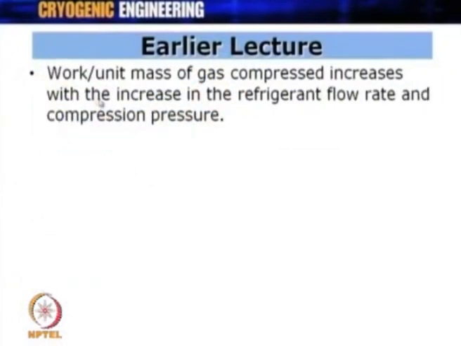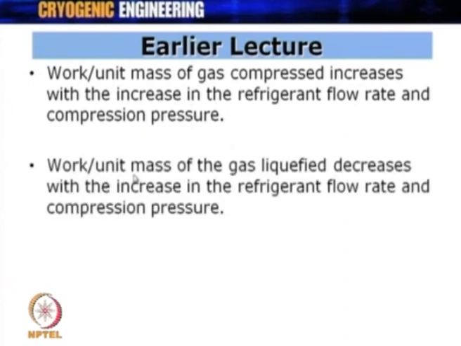From this, we understood that work per unit mass of gas compressed increases with the increase in refrigerant flow rate and compression pressure. One can understand this directly: as the flow rate increases, we have two compressors now, one in the major system and one in the pre-cooling circuit. So, as the refrigerant flow rate increases, the work per unit mass of gas will increase. Also, if the compression pressure increases, work per unit mass of gas compressed will increase.